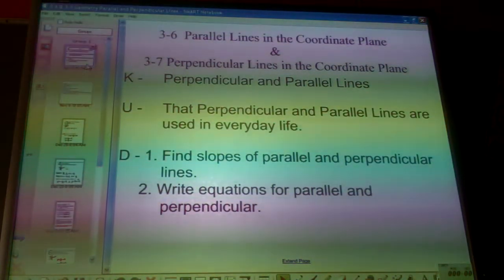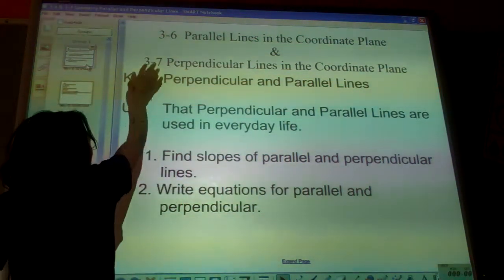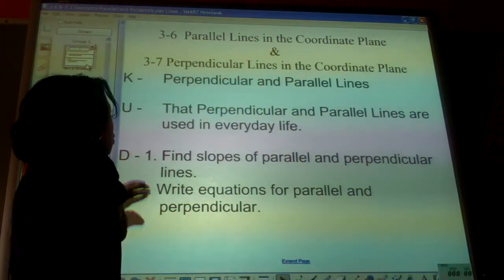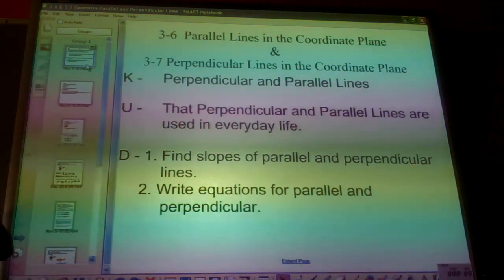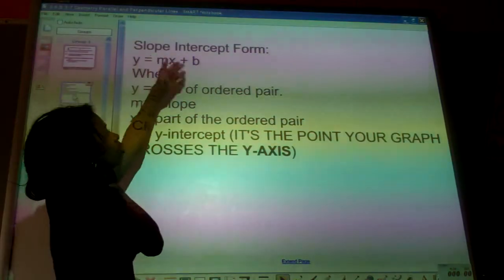All right, this is chapter 3-6, parallel lines in the coordinate plane, along with chapter 3-7, perpendicular lines in the coordinate plane. Please copy your notes, and we're going to begin. We have to go back to algebra and pre-algebra.